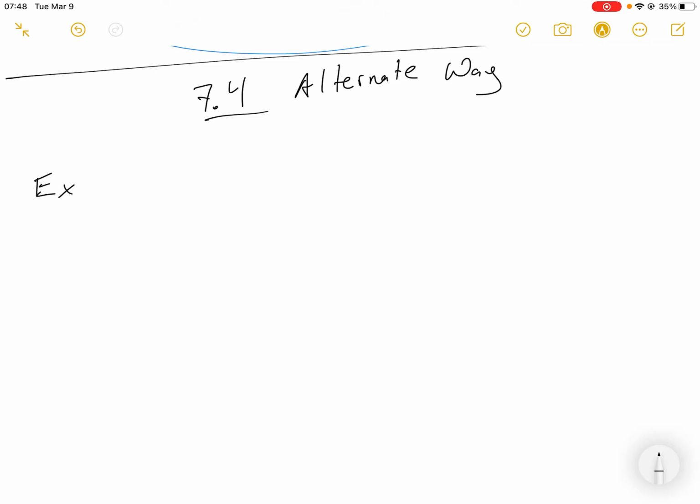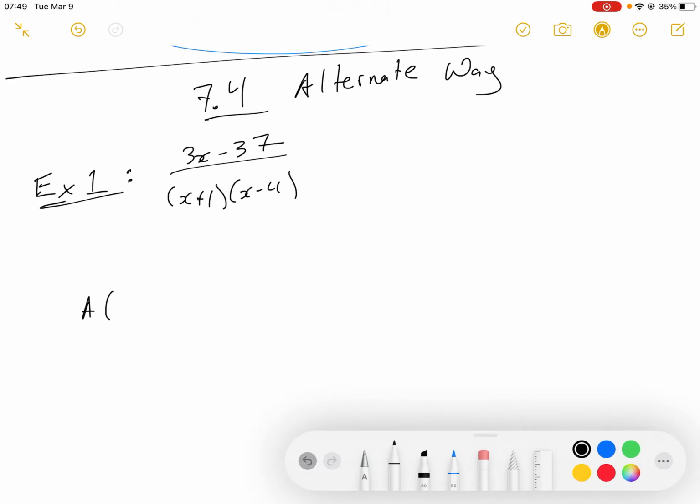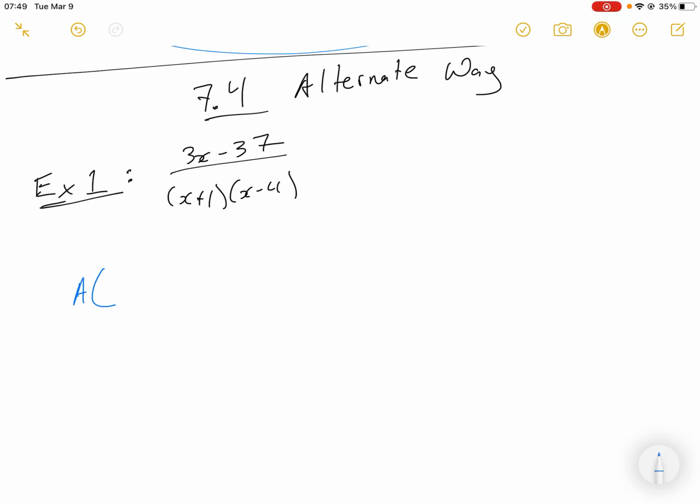So in example 1 in the previous video, we were looking at (3x minus 37) over (x plus 1)(x minus 4). So we still have to get to the point where we have this equation written out. Let me go ahead and change the coloring now. Okay. So we have this equation, a times (x minus 4) plus b times (x plus 1) equals 3x minus 37.